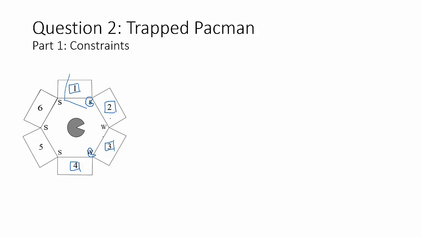So let's take this first constraint. We know that either the first corridor, corridor 1, must have been a pit, or corridor 2 must have been a pit. Notice how this OR function takes into account the fact that both of them can be pits. And we have similar constraints as follows.